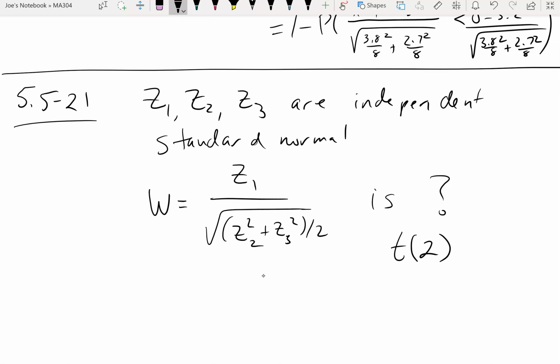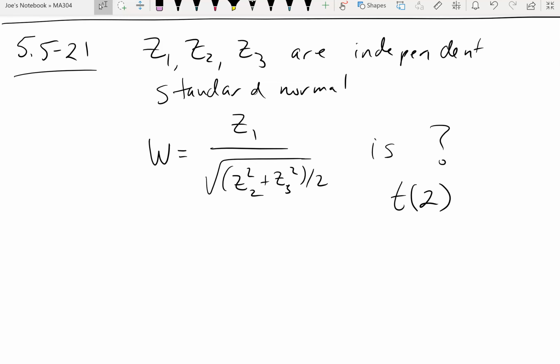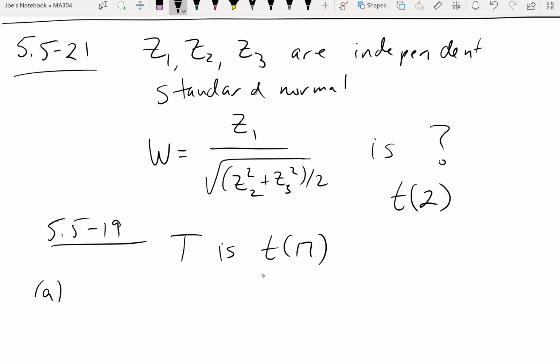I do want to show you how to use the computer to get some of these values as well, much like what we just did for the normal distribution. So this is 5.5-19. We have that the random variable capital T is a t distribution with 17 degrees of freedom. Part A asks you to find this: t sub 0.01 of 17.